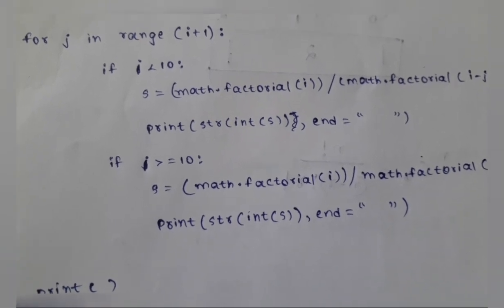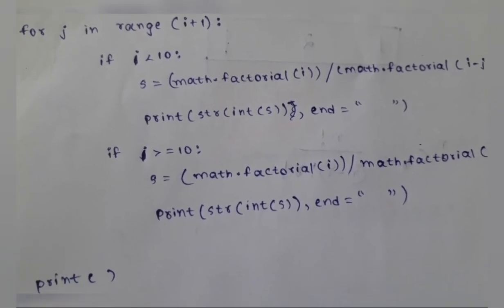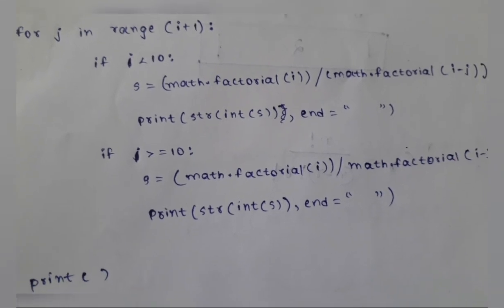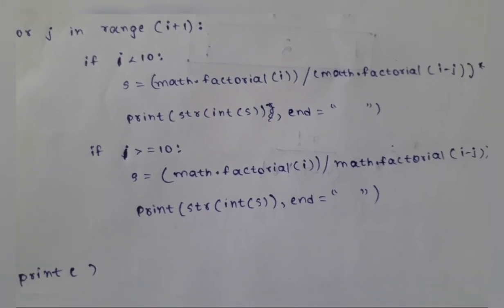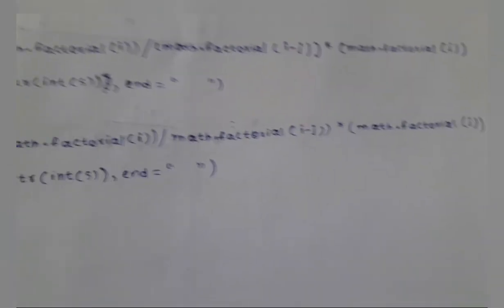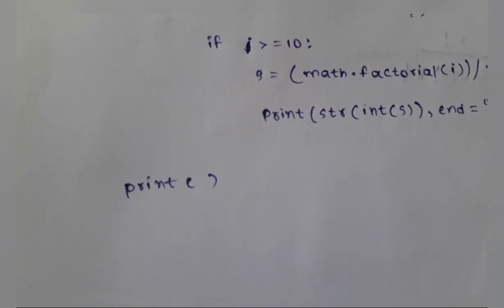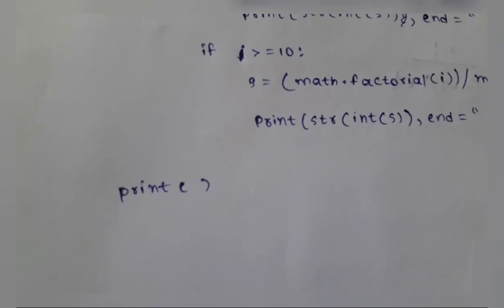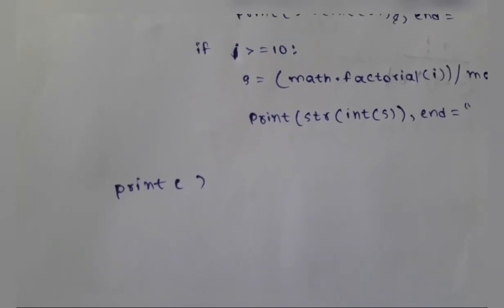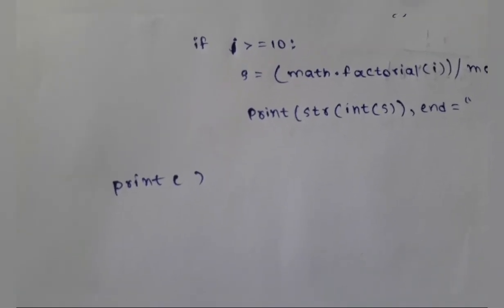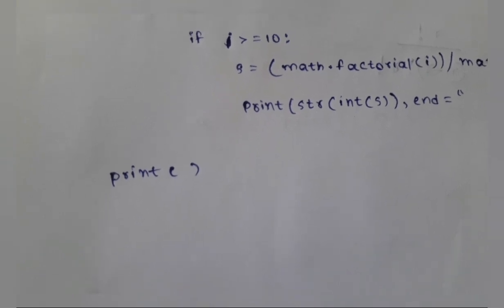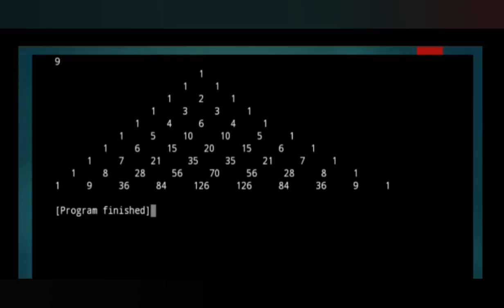So until this becomes false, the loop will be executed, and after the condition becomes false, it will come to the next statement called print. Here this print is used to move the control from the same line to a new line. The code is executed and the output is printed, thus the program is finished.